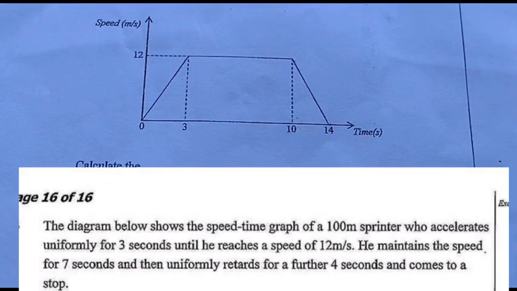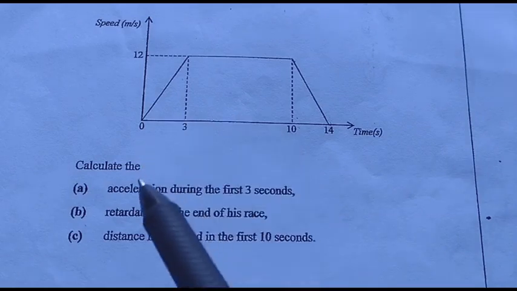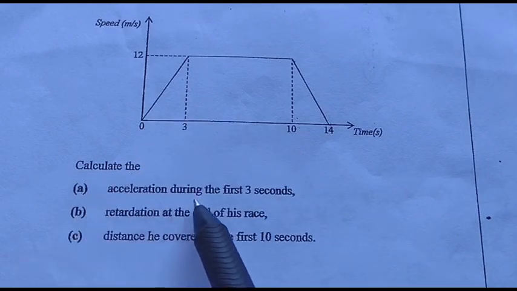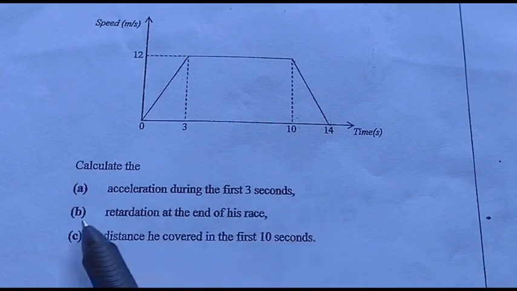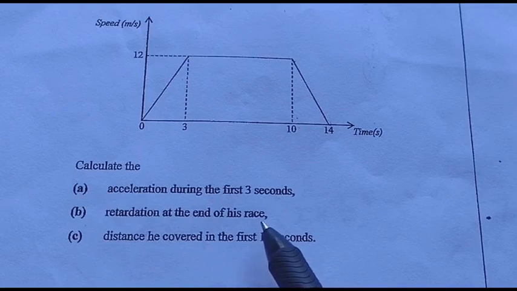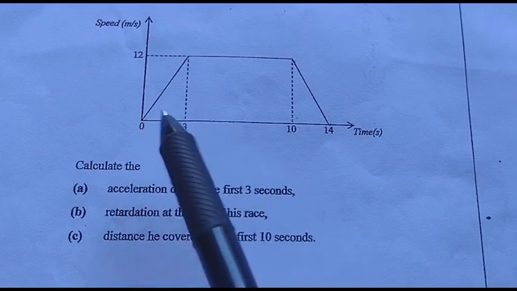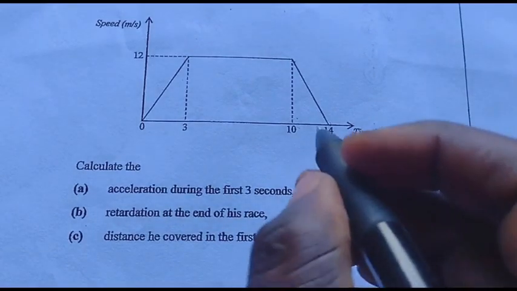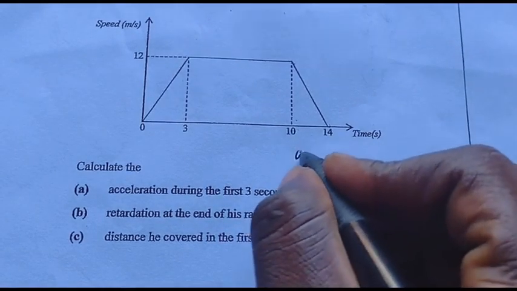Now let's look at the questions. Question A, calculate the acceleration during the first 3 seconds. B, calculate the retardation at the end of his race. C, calculate the distance he covered in the first 10 seconds. So this is a speed-time graph. We are going to start with question A.